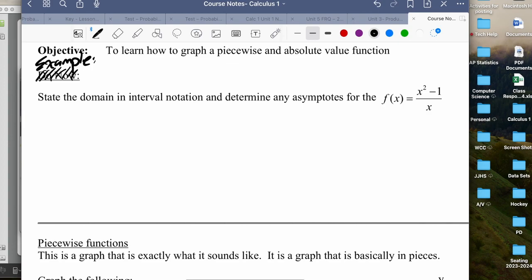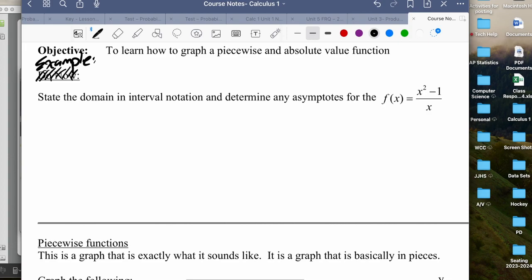All right, so looking at this function, whenever you're addressing domain, we look for two things. When we're dealing with non-transcendental functions, so algebraic functions, we look for a radical, and we look for a denominator containing a variable. If there is no radical, obviously you don't have to worry about that. But if you have a fraction with a variable in the denominator, you have to account for that by addressing it in the form of an excluded value.